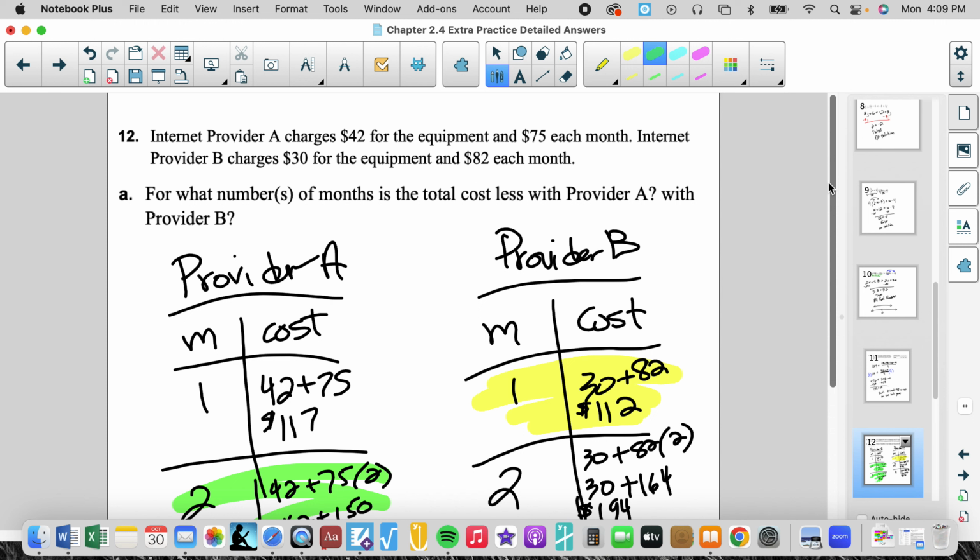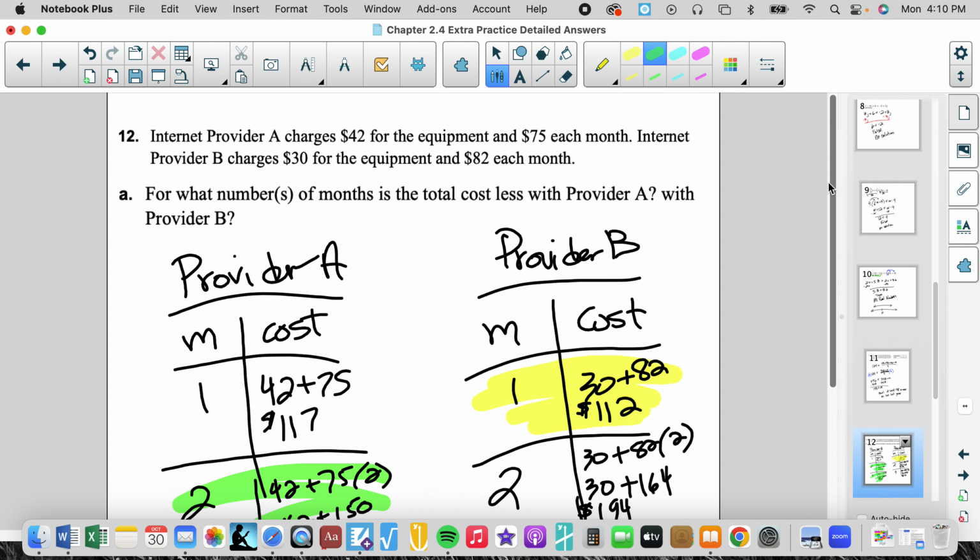So for what numbers of months is the total cost less with provider A? For what number of months, when months is greater than 1, or we'll say greater than or equal to 1? Greater than or equal to 2, excuse me, because it wouldn't be 1. So it has to be 2 or more months. With provider B, it's going to be just the first month. Okay, so that's going to be our answer there.